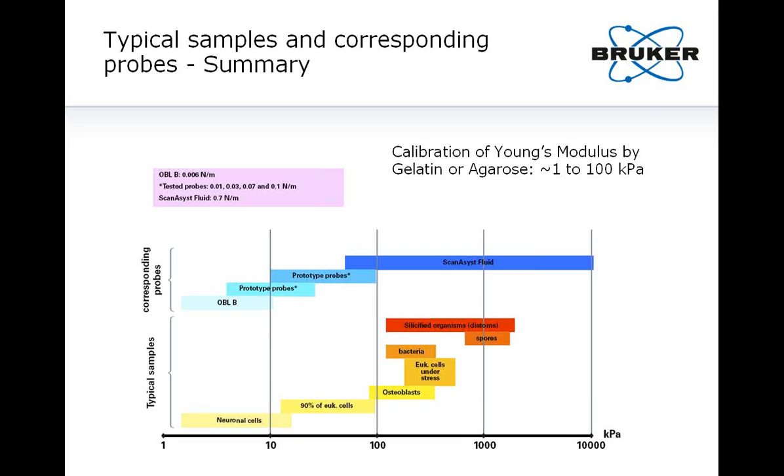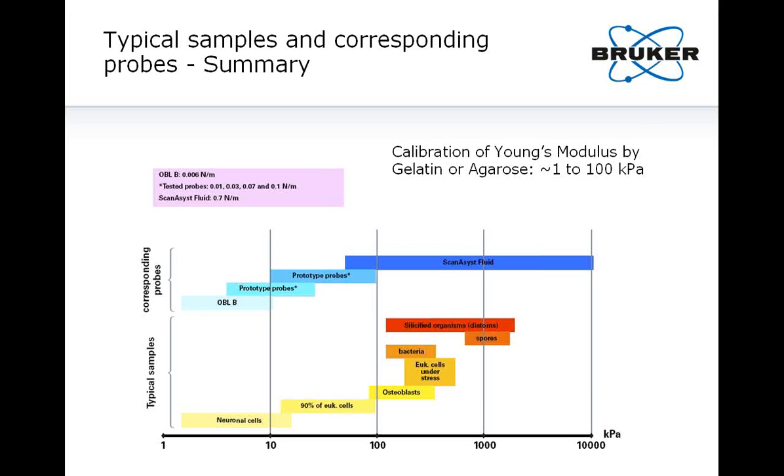This slide is a summary of all the samples that have been explored so far with this technique, and a choice of recommended probes. The ScanAsyst fluid probes I mentioned before can cover a very wide range of applications, but should not be used for eukaryotic cells that are too soft, I mean below 50 kilopascal, because they are too stiff. They're about 0.7 Newton per meter, which is quite stiff for eukaryotic cells.